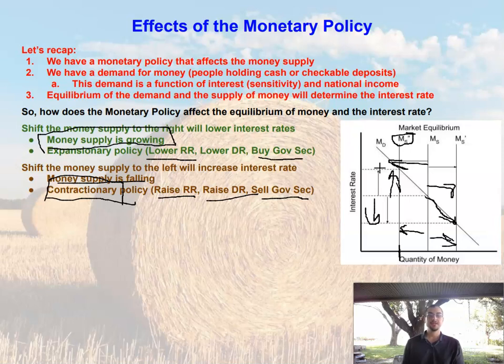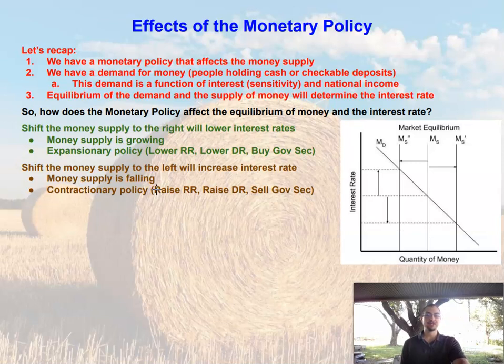So just as a recap, how does this monetary policy affect the equilibrium of money? Anytime we engage in expansionary policies, we're shifting that money supply curve to the right. That money supply curve is going to put more money in the economy, and it's going to decrease interest rates. If we get into contractionary policies, the money supply is falling, and it's going to raise interest rates. And that's how our monetary policy is going to affect the equilibrium of money and the interest rates.